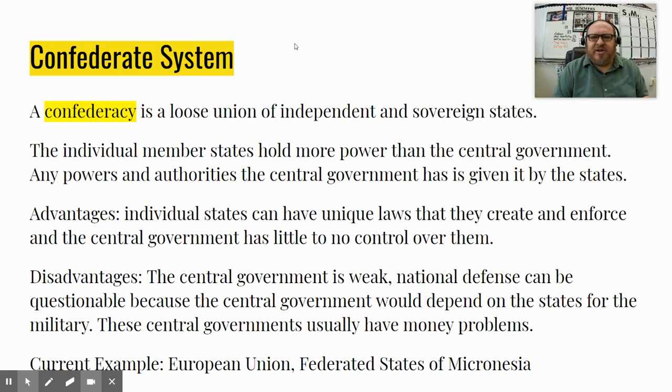Modern examples: the European Union, that's the majority of the nations, the states, countries in Europe are all combined together in a confederacy. And then in the South Pacific, the Federated States of Micronesia, a few hundred islands, actually, there's quite a few islands that are all joined together. The inhabited islands have their own government systems, and the actual central government of Micronesia is extremely weak and really doesn't do a whole lot other than trade, and that's about it.